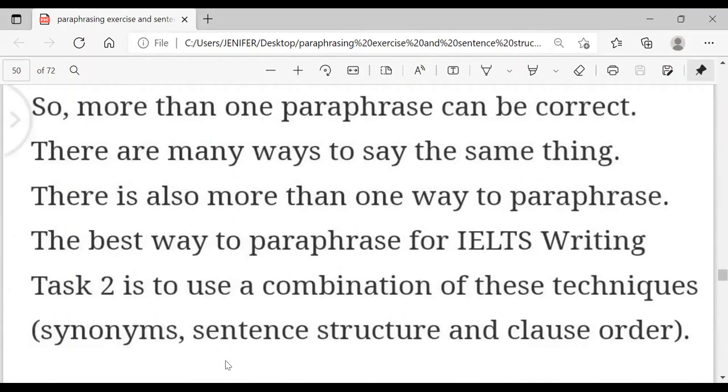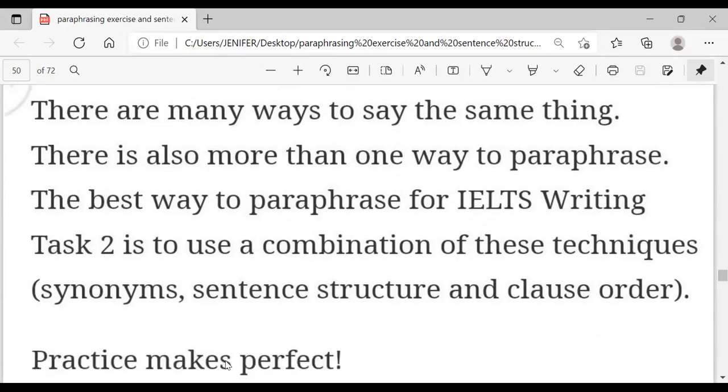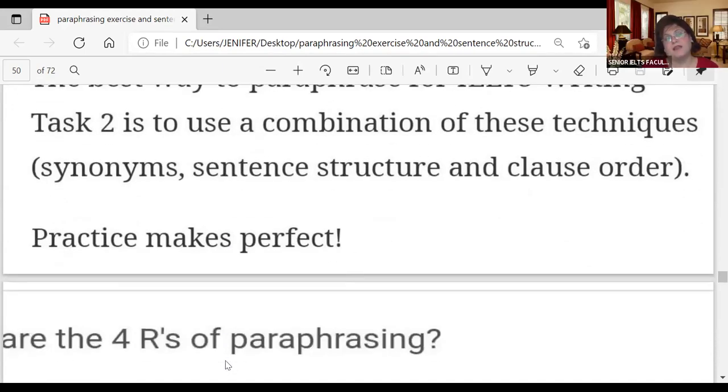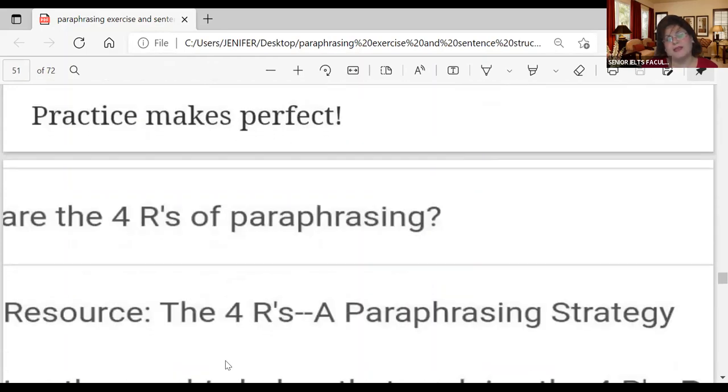Okay. Now this one. So more than one paraphrase can be correct. There are many ways to say the same thing. There is also more than one way to paraphrase. The best way to paraphrase for IELTS writing task 2 is to use a combination of these techniques: synonyms, sentence structure, and clause order. Jo humne teeno sikhe hai, and the practice makes the man perfect.